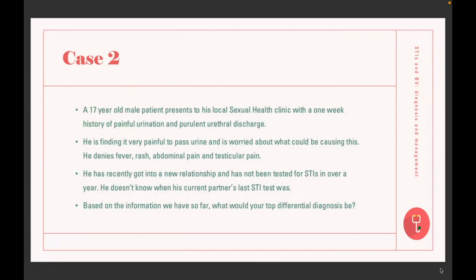So, a 17-year-old male patient presents to his local sexual health clinic with a 1-week history of painful urination and purulent urethral discharge. So that's just like pus in the discharge. He's finding it very painful to pass urine and is worried about what could be causing this. He doesn't have a fever, rash, abdominal pain or testicular pain. He recently got into a new relationship and hasn't been tested for STIs in over a year, and he doesn't know when his last partner's STI test was.